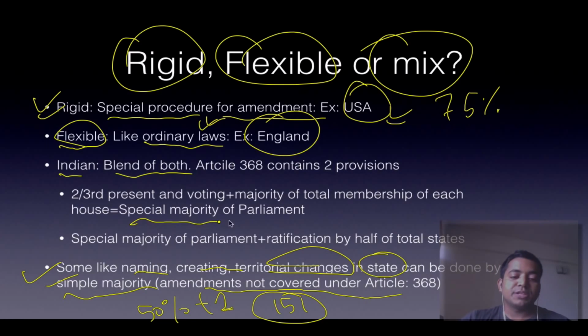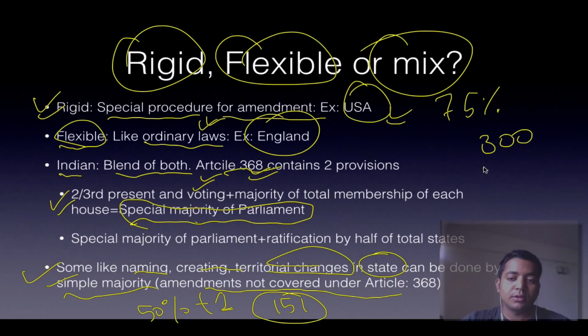When it comes to special majority of parliament, what do you mean by special majority of parliament? Please focus. Under Article 368, it has been described. That is 2/3 of the members present and voting, plus a majority of the total membership of each house. So let's say 300 members are present. By the first principle, at least 200 members should vote in favor. But if it comes to the majority of the house, then it should be 151, right? So it doesn't work that way. Even 200 votes will not suffice.